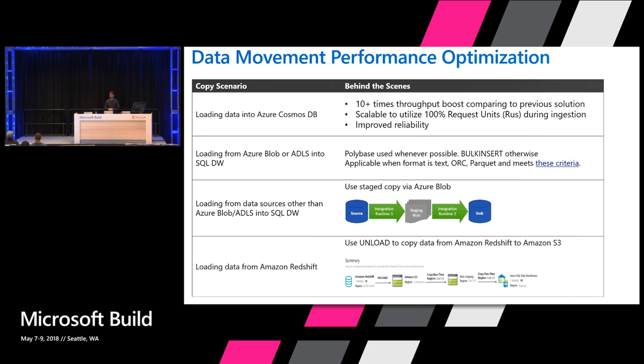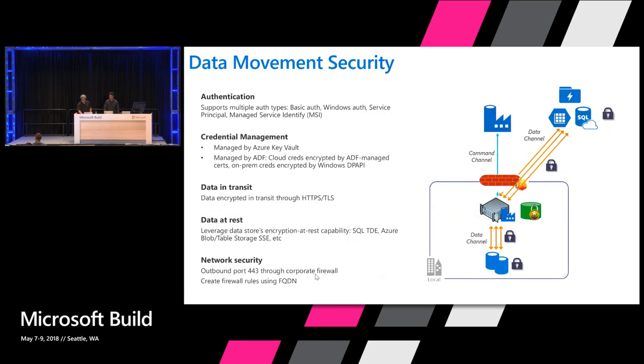Similarly, if you're trying to load Azure Blob or SQL DW, if we know that we can use Polybase from Azure Storage to SQL DW. So let's say you're trying to move data from Amazon S3 to SQL DW, then we will behind the scenes first load your data to Azure Blob and then to SQL DW. So we are quite smart over there. And I already mentioned this Amazon Redshift scenario, where we are doing what we call unload.